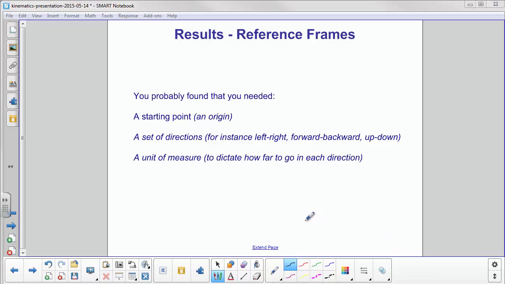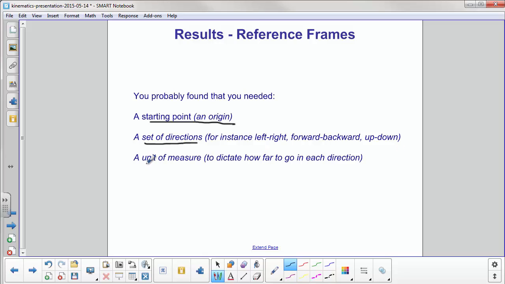As part of your discussion, hopefully you found out that you needed the following things. 1. You needed to tell the person where to start. You needed a starting point, and probably that was the opening to your classroom. Second, you needed a set of directions. For example, you could have told the student to go left. You could have told them to go forward, backward, up, down, right, many different ways to talk about directions.